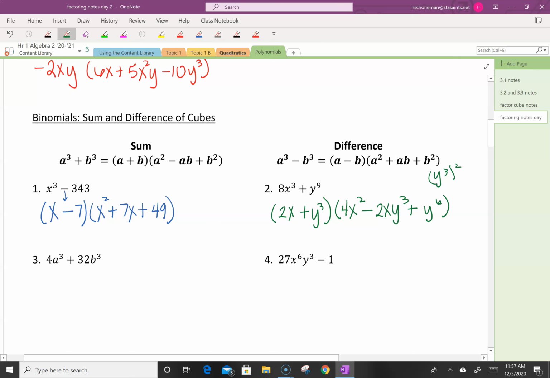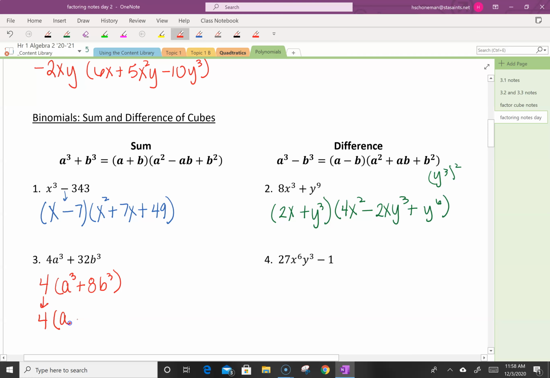Number 3, 4 and 32 are not on my list, but now we should be in the habit of always looking for the greatest common factor. And the greatest common factor on this is 4. So on this, I get a cubed plus 32 divided by 4 is 8b cubed. The greatest common factor gets a free ride. You just got to keep writing it.